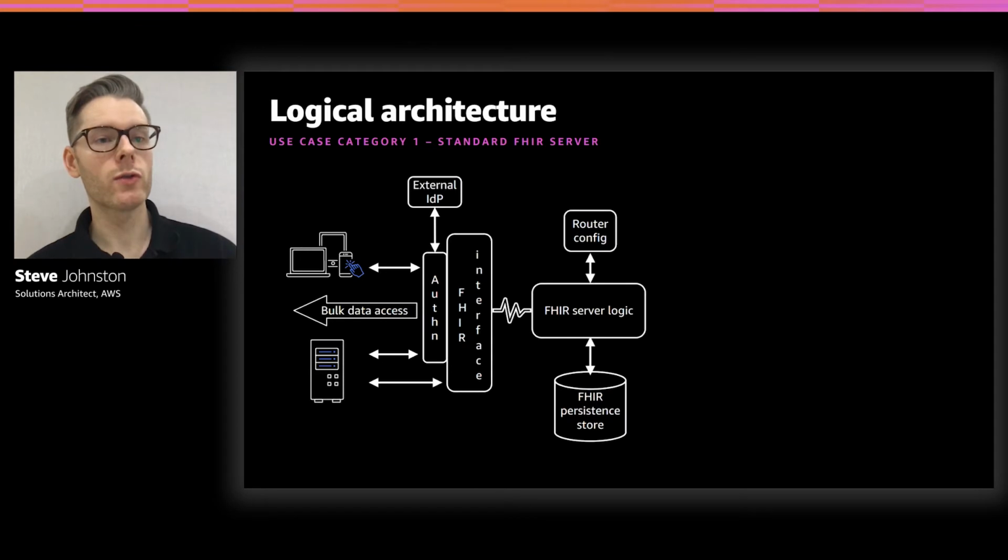The diagram also shows the bulk data access export, which is a way of retrieving large amounts of data all at once from the FHIR server.